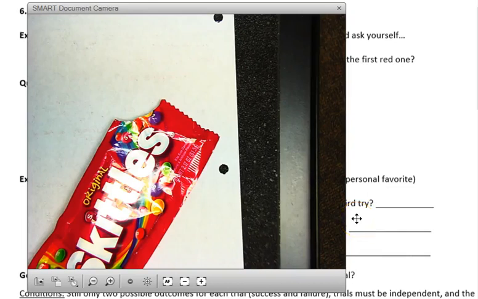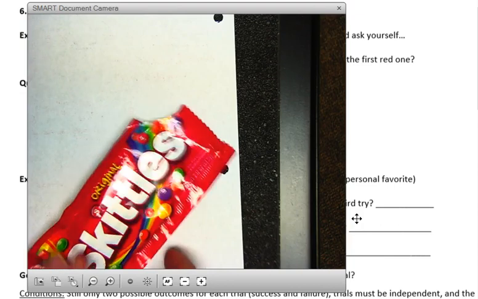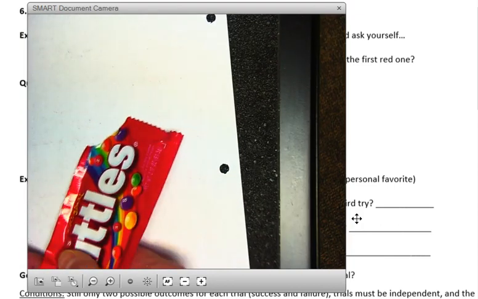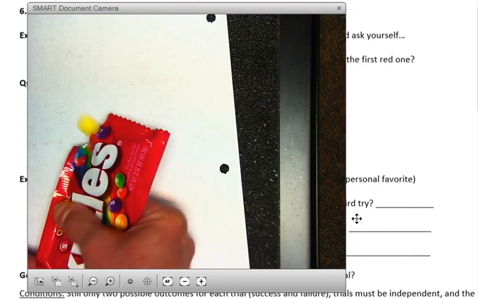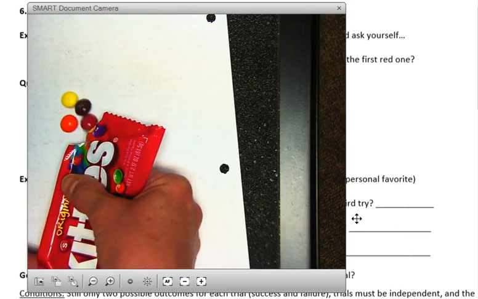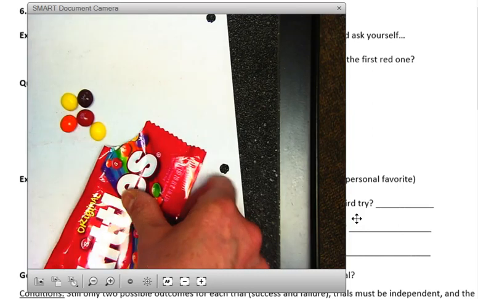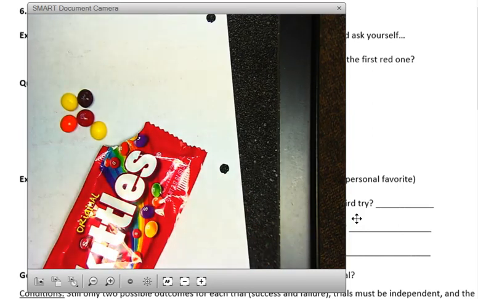My favorite Skittles are red. What's the probability that if I randomly squeeze 5 Skittles out of this bag, there'll be at least 2 red? Let's give it a try. So here we go. It's 1, 2, 3, 4, 5. There was only 1 red out of 5.